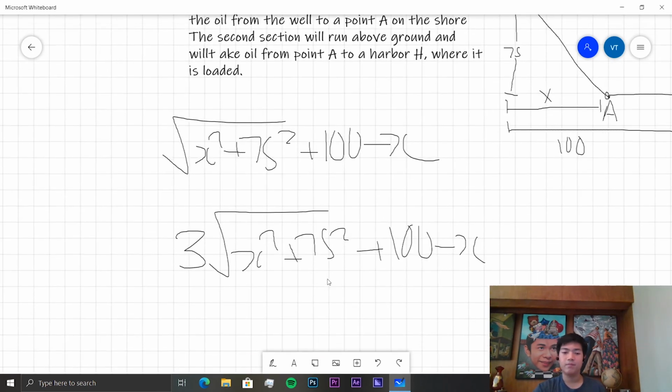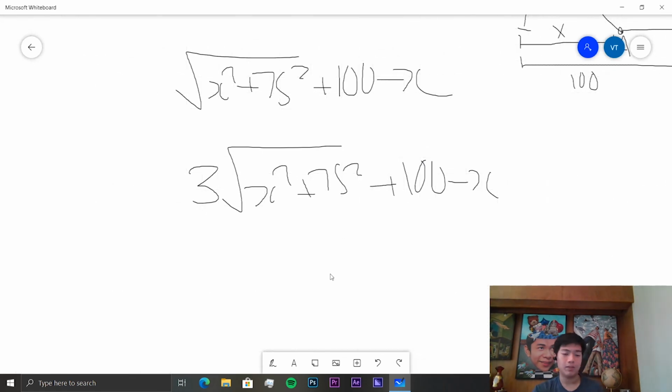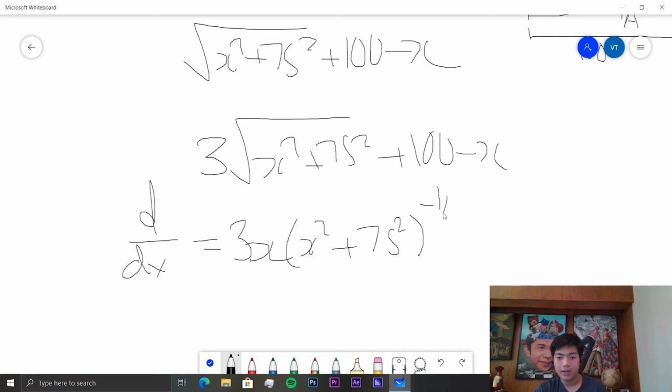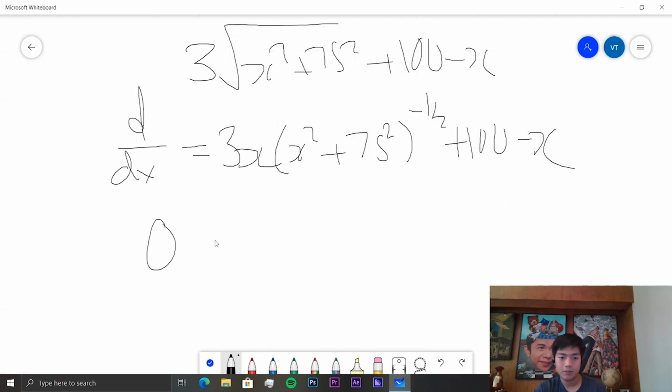And to get the minimum construction cost, we just differentiate this. So we get d/dx, which is an expression for when you don't actually have a function, is equal to 3 times 1/2 times 2x. So 3x times x squared plus 75 squared to the negative 1/2, plus 100 minus x. So we need to find the value for which this is equal to 0. So 0 is equal to all of this.